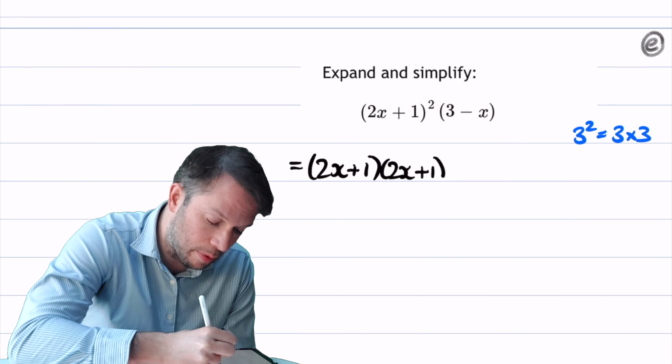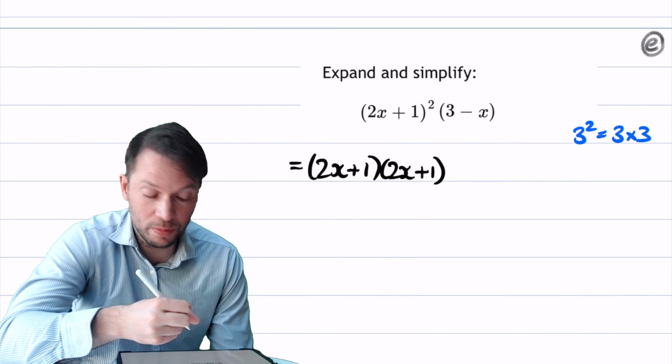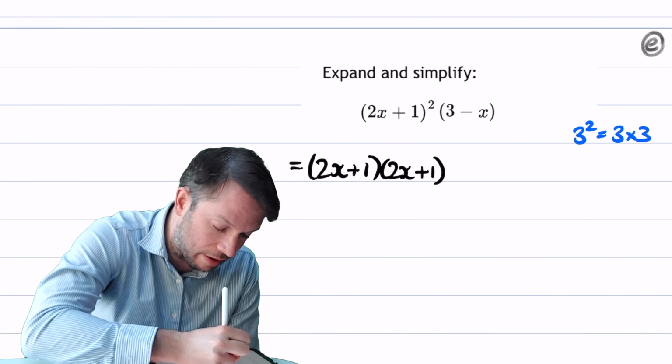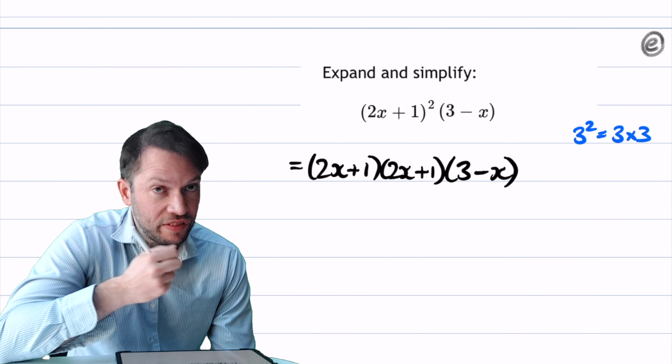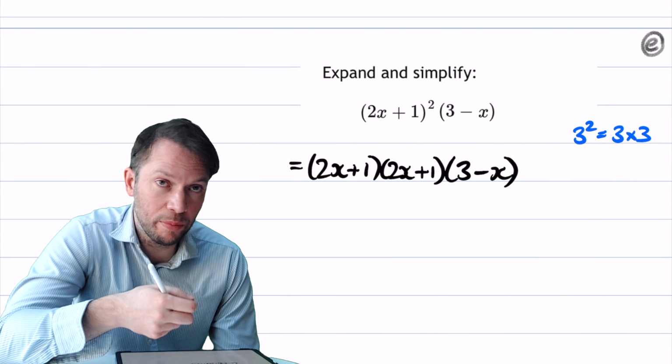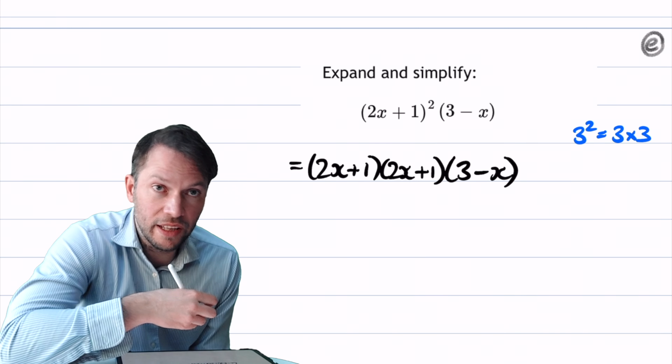And remember, in algebra, when we have two brackets next to each other like this, it just means you're multiplying them together. And then we've also got that 3 minus x on the end. So now we've got 3 brackets, and we've seen in previous videos how to multiply out 3 brackets, but we're going to recover it here. Remember that we just focus on 2 brackets at a time.